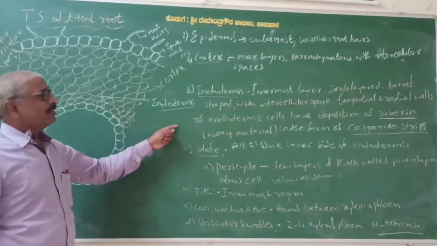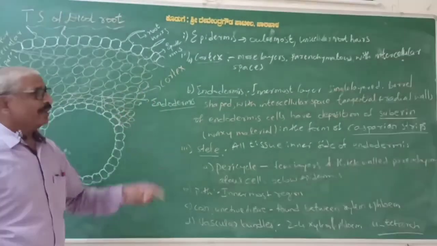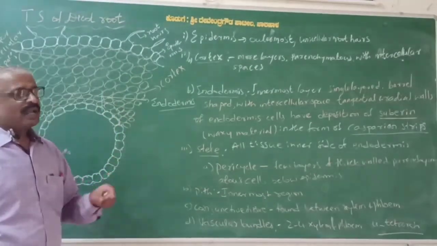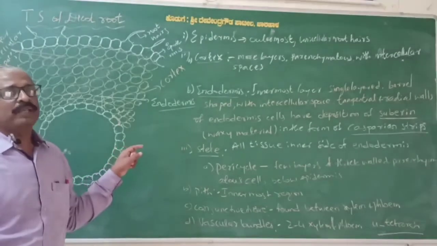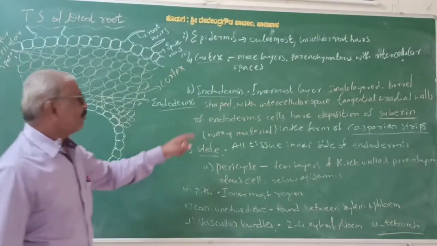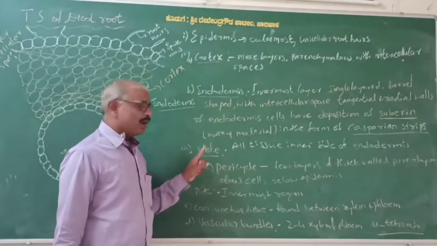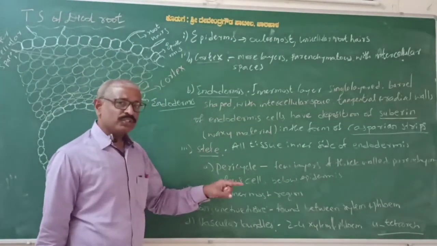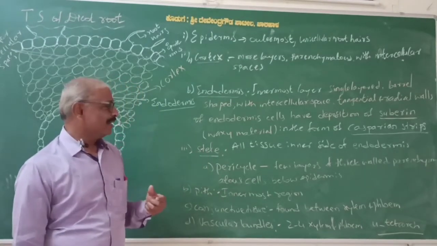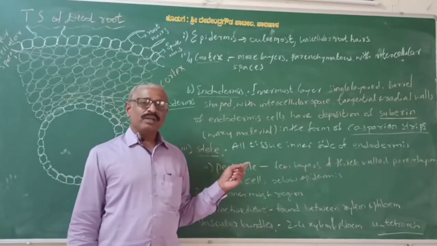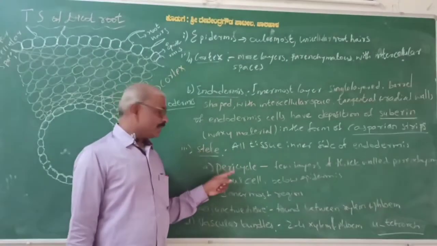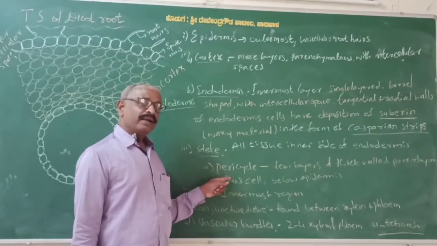And this endodermis is the innermost layer. It is a single layer of barrel shaped parenchymatous cells, and there is no intercellular space. The cells are arranged end to end. After the endodermis, we get the next layer, which is called the stele. We call it the stelar region. Below the endodermis comes a single layer or multiple layers.